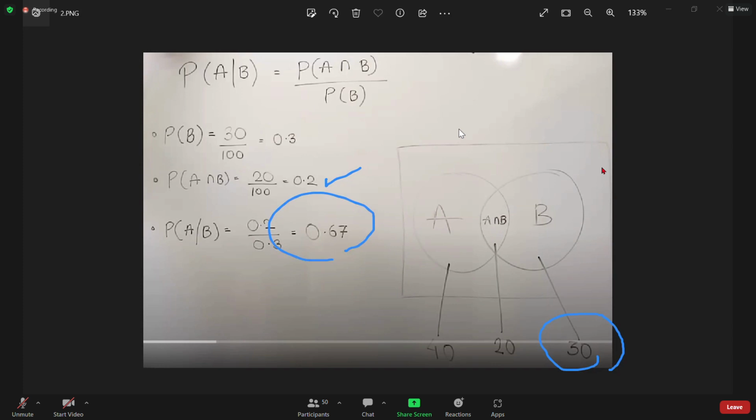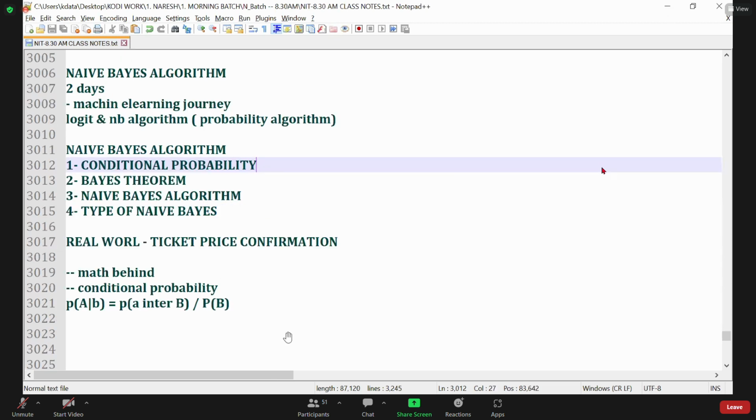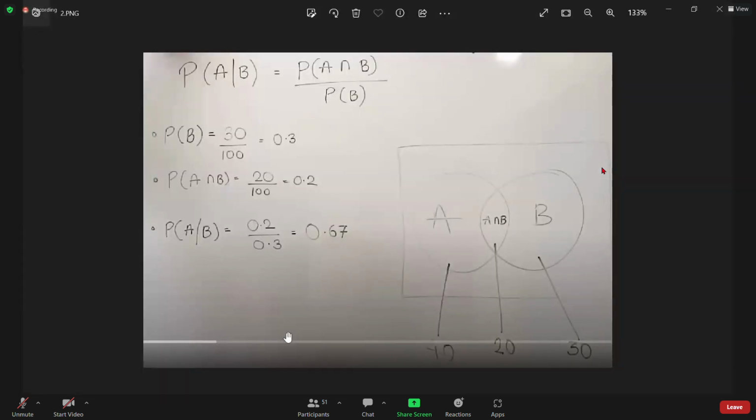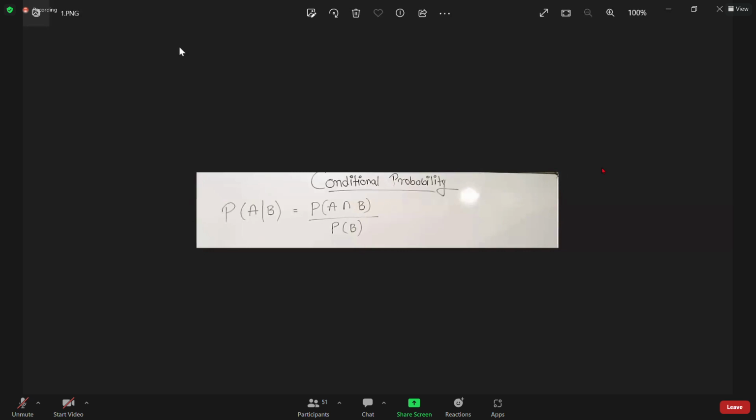So very simple. What I'm saying is, before I go ahead, to understand conditional probability: in conditional probability, a condition is given, and we need to find the probability when the condition is given, guys. So the probability formula is P(A|B) equals P(A intersect B) divided by probability of B. Just give me one second now.